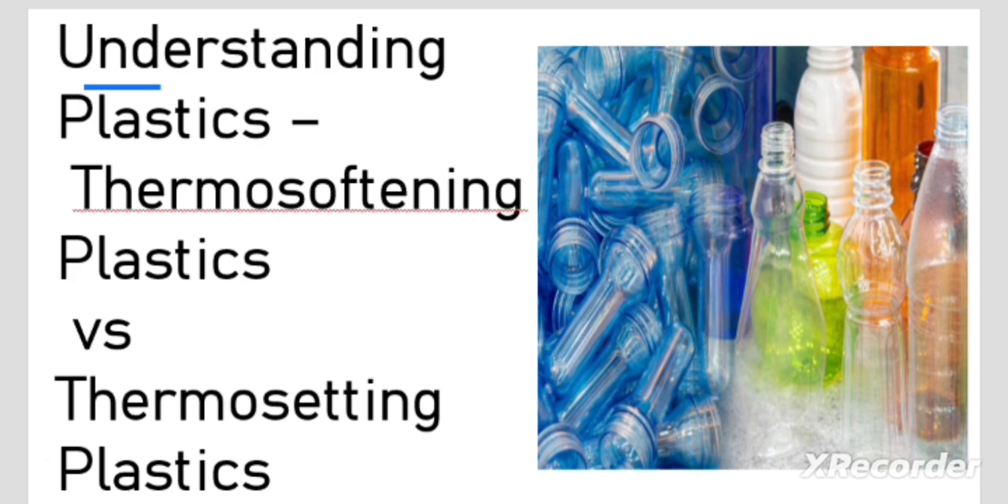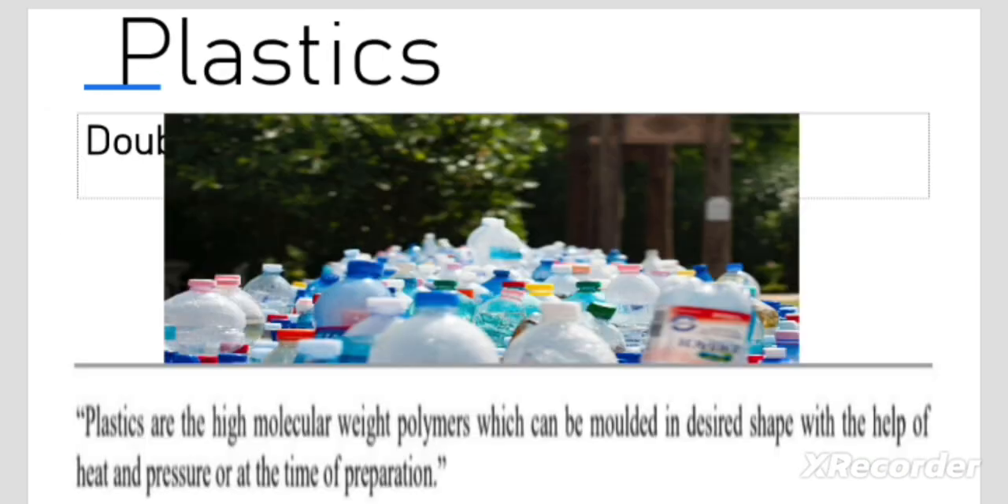In this presentation, we will see what plastics are and their types. So let's get started with the basics. First, we will look at what exactly plastics are. Plastics are materials that are made of long chains of molecules called polymers. They can be molded into different shapes when heat and pressure are applied.